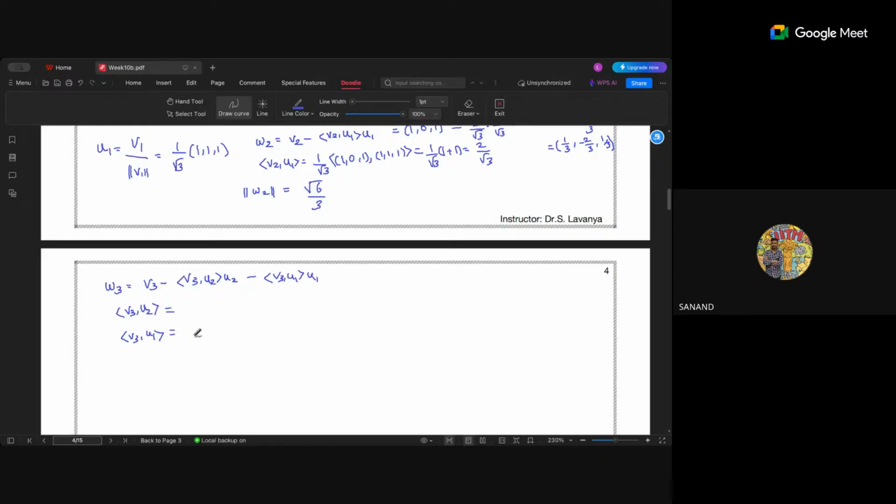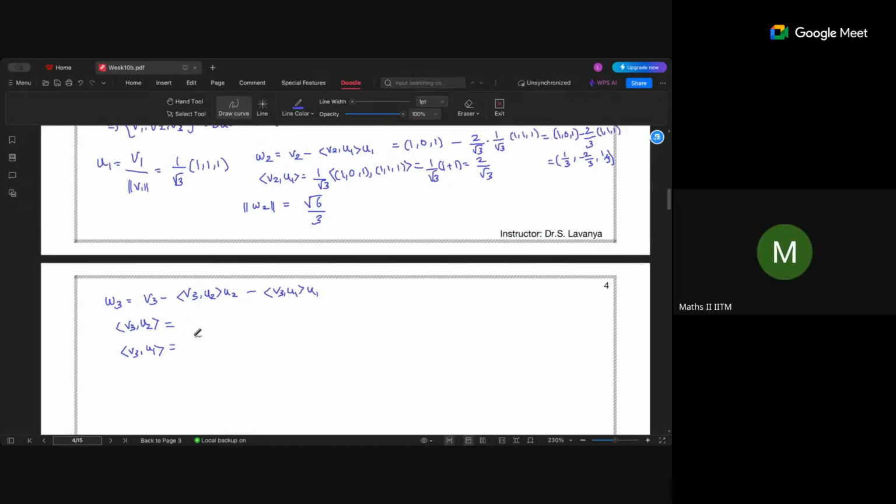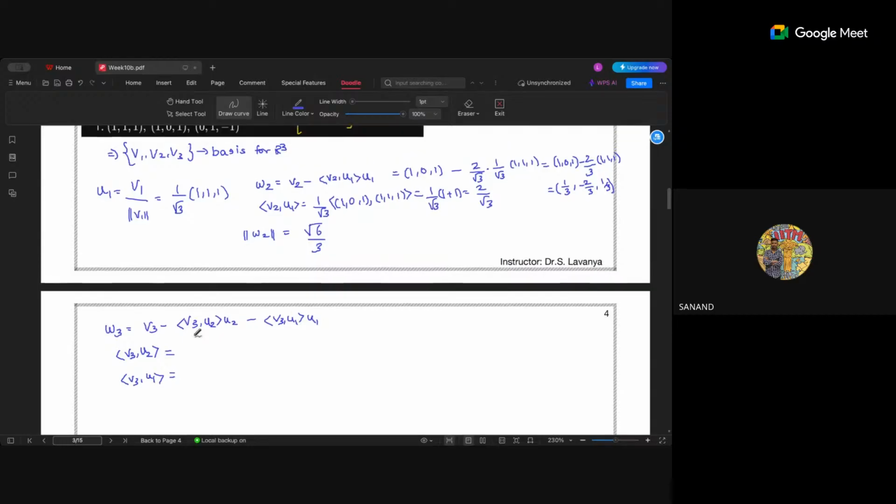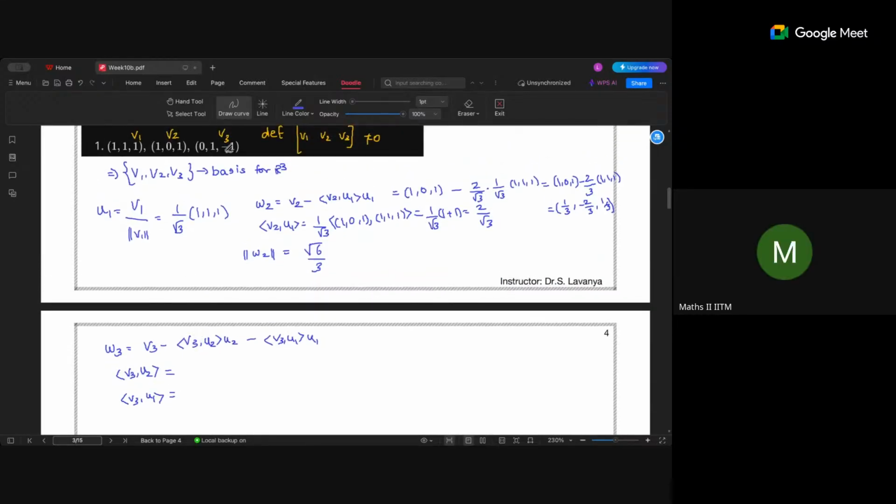Inner product of v3 with u2. So what is your u2? I did not write what u2 is. u2 is equal to root 6 by 3 into 1 by 3 times w2. So you have root 6 by 9 times (1, minus 2, 1). Did I do any mistake? I'm doing it correctly, right?